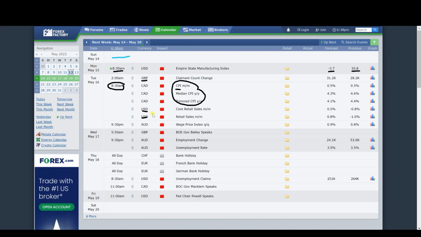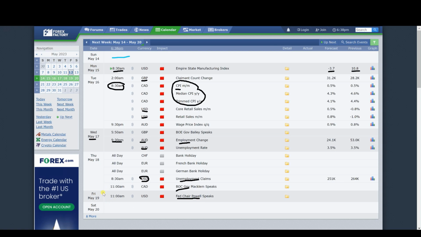Okay, now another high impact news that I can see here on the calendar, on Wednesday, we do have the employment and unemployment data coming from the Australian side, 9:30 p.m. Eastern time. And then on Thursday, we have a few bank holidays in here, and also we do have unemployment claims coming from the United States at 8:30 a.m. Okay, so this is quite high impact news. And then obviously we do have the Bank of Canada Governor speaking at 11 a.m. on Thursday, and also we have Fed Chair Powell speaking on Friday.